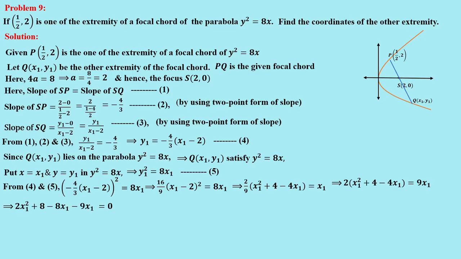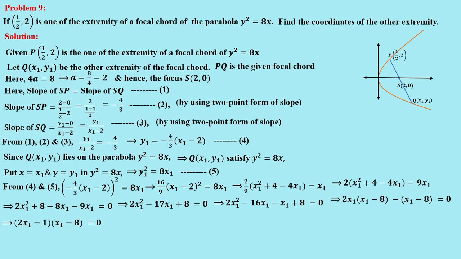So these are all simple simplification, right? 2x1 square plus 8 minus 8x1 minus 9x1 equal to 0. So 2x1 square minus 17x1 plus 8 equal to 0. That is 2x1 square minus 16x1, we are factorizing, right? Minus 16x1 minus x1 plus 8 equal to 0. So 2x1 into (x1 minus 8) minus (x1 minus 8) is equal to 0. So that implies (2x1 minus 1) into (x1 minus 8) equal to 0. So x1 equal to 1 by 2 or x1 equal to 8.